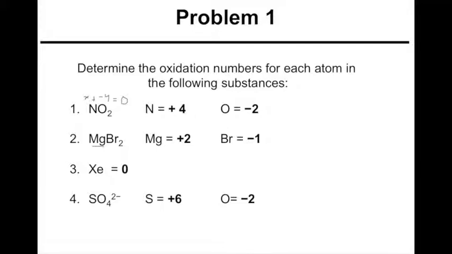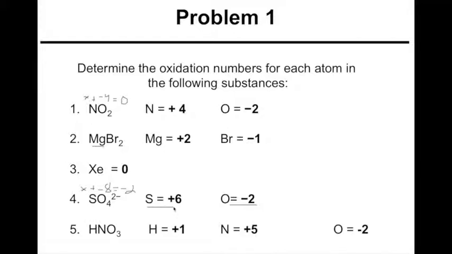And sulfate, SO4 2 minus. Oxygen is minus 2. We know that it's almost always minus 2. We have 4 of those, so that gives us a total of minus 8 for all of our oxygens. Our sulfur, what does it have to be? Remember that all the oxidation numbers have to add up, in this case, to a 2 minus, because that's the charge. So our sulfur would have to be a plus 6.